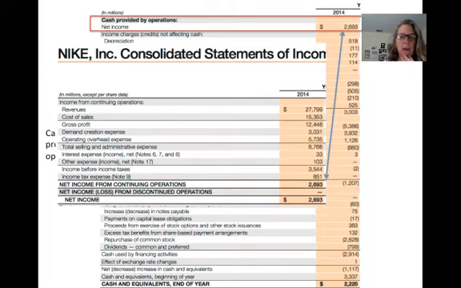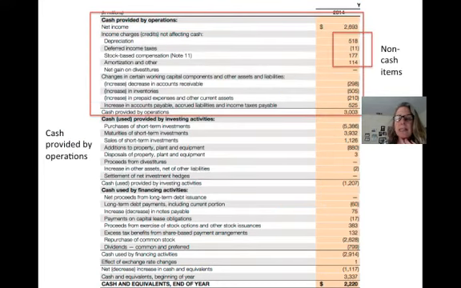And this is a copy of the consolidated statement of income for Nike, and you can see those numbers match. The next thing in this section is we say we had this income, but we had a lot of non-cash items. What that means is that we're interested in cash flow.